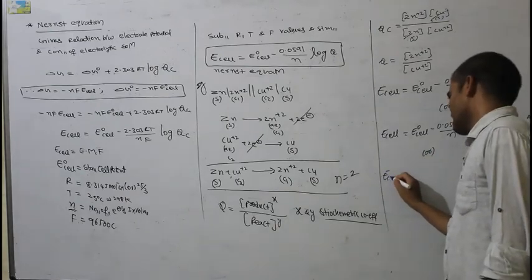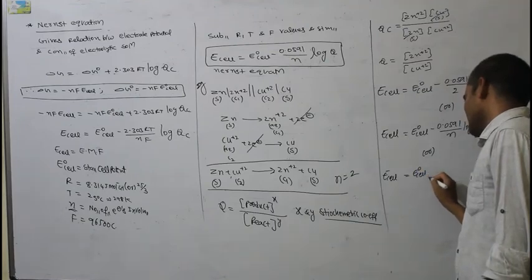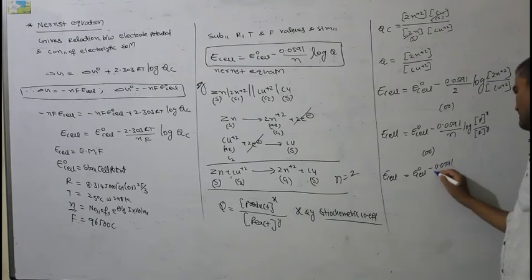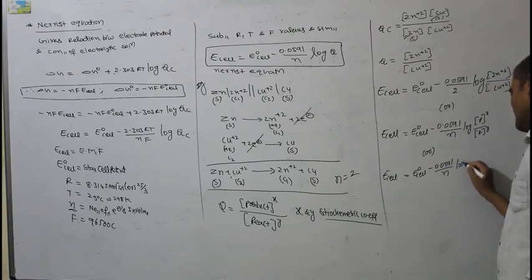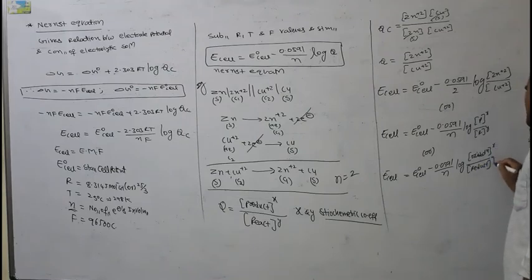E cell equals E naught cell minus 0.0591 by n log of concentration of oxidation by concentration of reduction, power X power Y, again stoichiometric coefficients. Why oxidation by reduction, sir?